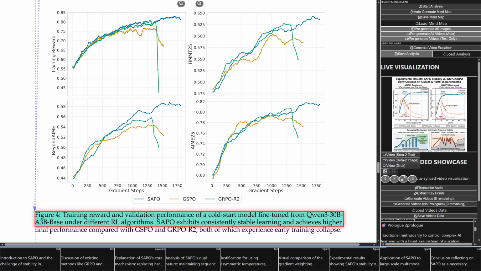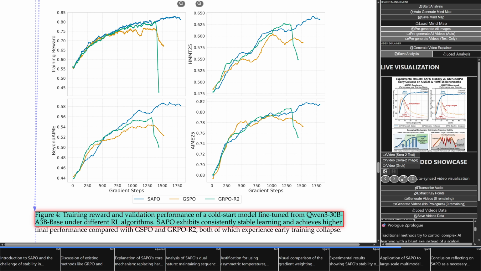And then the third result, which is in figure 5, validates the most complex part, the asymmetric temperature. This is their ablation study, and it confirms exactly why having tau-beta greater than tau is so critical. What did they find? They tested different setups. They tried with the temperatures equal, then with the positive temperature slightly higher, and then with the negative one slightly higher. The training was by far the most stable and got the highest reward when the negative temperature was higher.